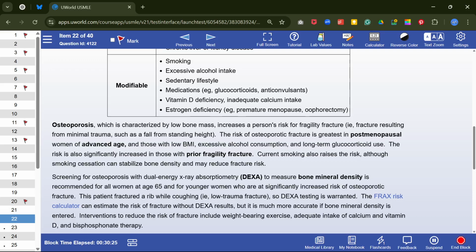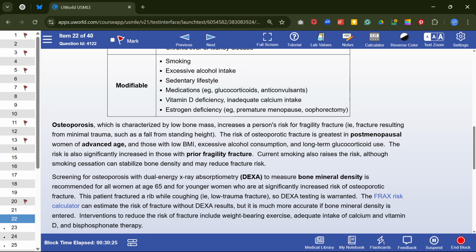Screening for osteoporosis with DEXA to measure BMD is recommended for all women at age 65 and for younger women who are at significantly increased osteoporotic fracture risk. These patients fractured a rib while coughing, a low trauma fracture, so DEXA testing is warranted. The FRAX risk calculator can estimate the risk of fracture without DEXA results, but it is much more accurate if bone mineral density is entered.